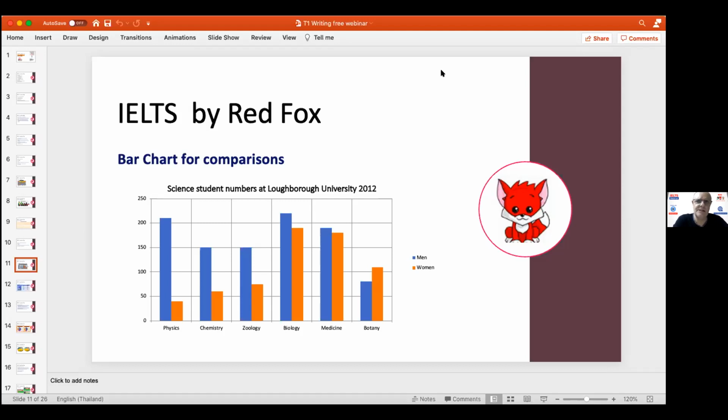This is the only category, the only subject that has a higher contingent of female scholars rather than male. That's a very key point that we need to bring out. So you can see that we're looking mainly at making as many comparisons as we can and trying to vary those comparisons using both positive comparisons and negative ones. Botany, for example, has the fewest number of male students. That's a negative comparison.